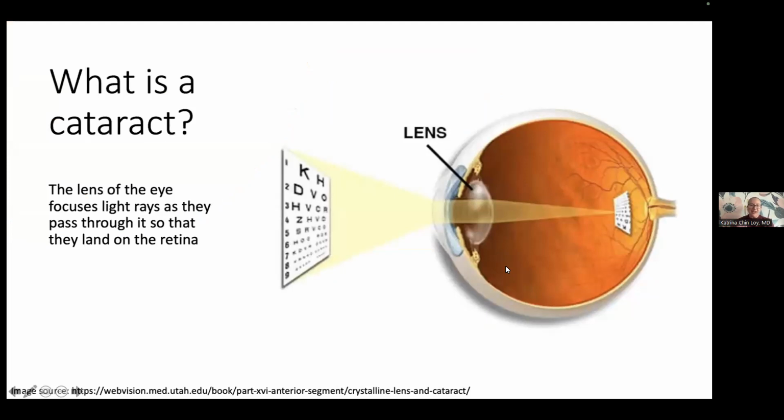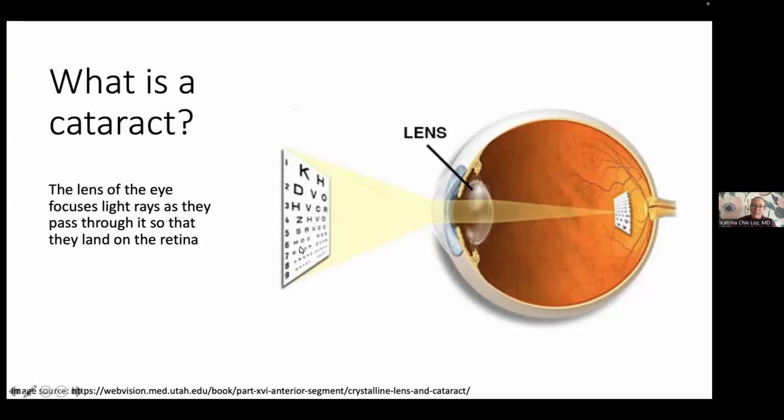So what is a cataract? This is a cross section of the eye. If you imagine this is the front of the eye, this is the part of the eye that you see when you are looking at someone. The most superficial part of the eye is the cornea. That's a clear window through which light passes. Towards the front of the eye, just behind the iris, which is the part of the eye that we associate with the color of the eye, like brown eyes, blue eyes, that's the iris. But right behind the iris is the lens of the eye. The lens of the eye is the part of the eye that focuses light rays.